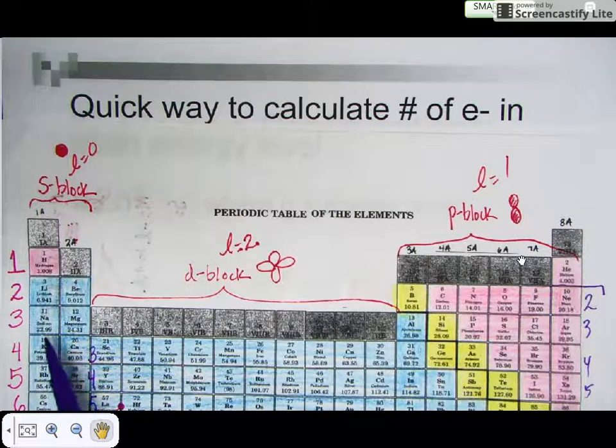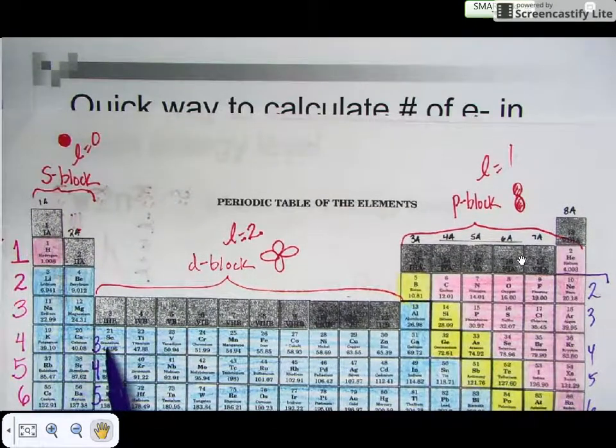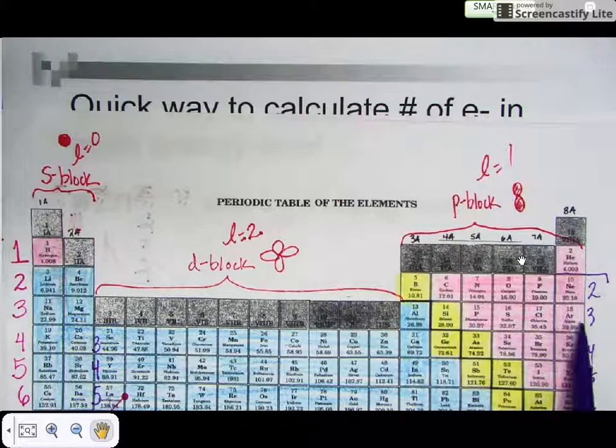In the third energy level, we have 1, 2, 3, 4, 5, 6, 7, 8. And then remember we learned yesterday that the D block is off by 1 from what it appears. So the D is always number 3, 4, 5, and 6. So we have some third energy level elements here, and there's 10 of them. So we had 8 already from the S and the P block. And then there's 10 here. That gives us the 18 that we just calculated.